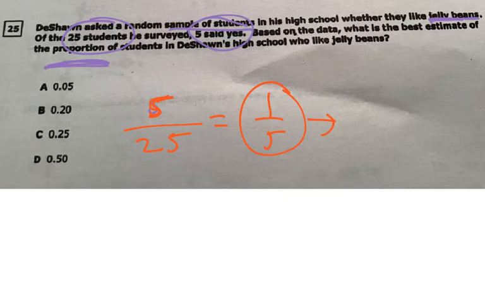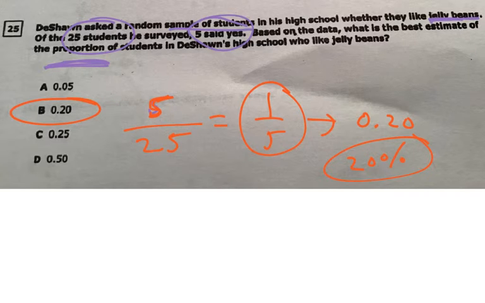Here we go, guys. This should be the last one. Deshaun has asked a bunch of random students in high school whether they like jelly beans. He asked 25 students. 5 said yes. What is the best estimate of the proportion of students that like jelly beans? Well, 5 of them said they like jelly beans, right? Out of 25. That simplifies to 1/5. If you divide that on your calculator, you will get 0.20, which is 20% of the students like jelly beans. If we look at our answers, you can see there's our 0.20 or 20%. And we just did a basic probability problem, guys. Hopefully you at least know basic probability.